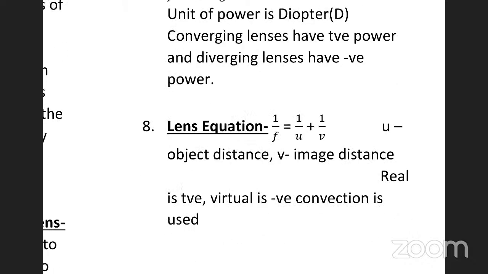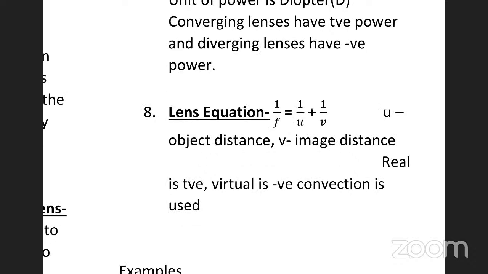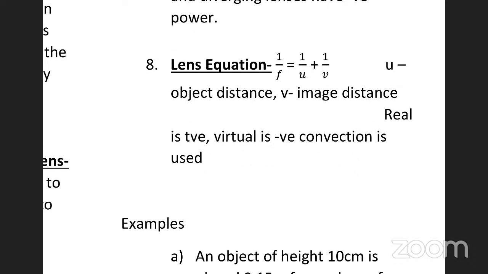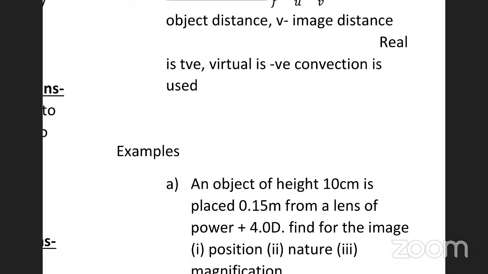You have your lens maker formula here. 1 on F is 1 on U plus 1 on V. We talked about this already. If the image is real, then V is positive, and V is negative if it's not.